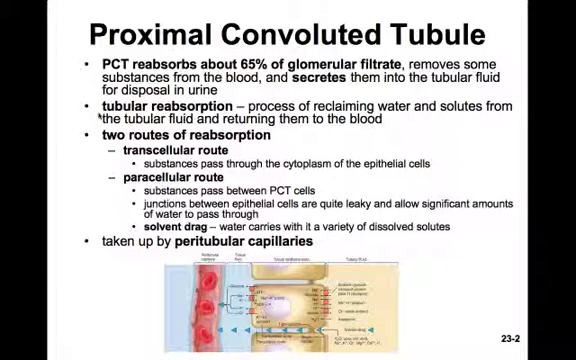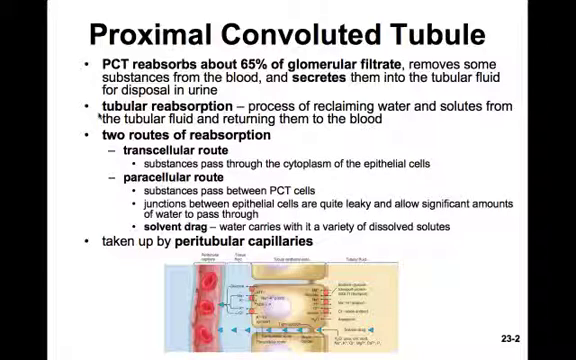So first of all, the proximal convoluted tubule is going to reabsorb about 65% of the glomerular filtrate. And it's going to remove some of the substances to the blood and secrete them into the tubular fluid for disposal in the urine. Tubular reabsorption is the process of reclaiming that water and the solutes from the tubular fluid and returning them into the blood.